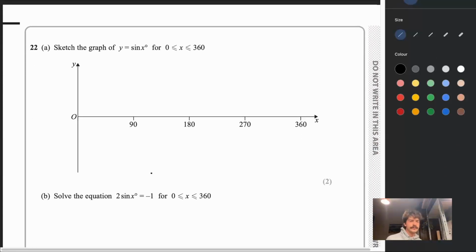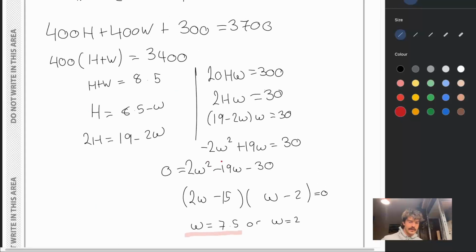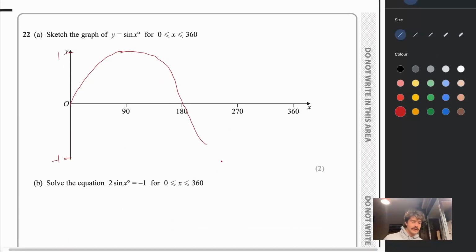Excellent. Question 22. Sketch the graph of y equals sine x. Okay. There isn't really much you can do here without a calculator. If you've forgotten this, you've forgotten this. But if you do remember it, it starts at 0, 0. At 90, we reach a height of 1. At 180, we return down to 0. At 270, we'd return to minus 1 and then back up here to 0.